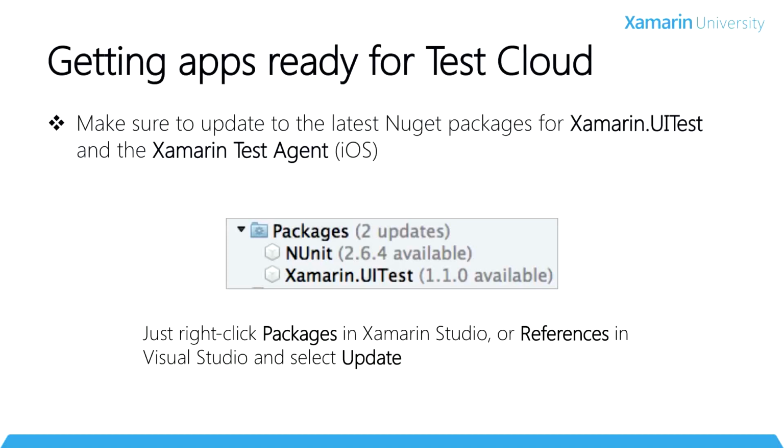Now, the Test Cloud servers are versioned along with the NuGet components that you install in your application. These are generally backwards compatible, but you should always update just to make sure before you submit your app. This affects two components: the Xamarin UI test, which is added to your UI test project, and also the Xamarin Test Agent, which is added to the iOS projects. Make sure all of that is up to date before you submit to Test Cloud.